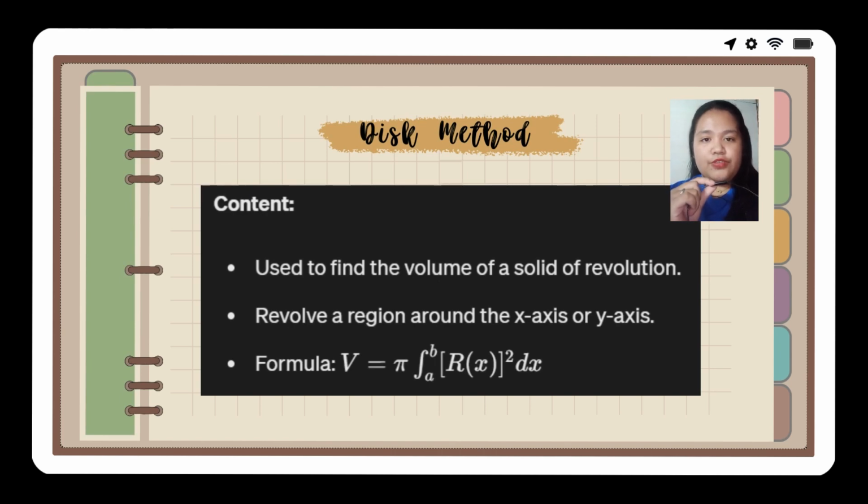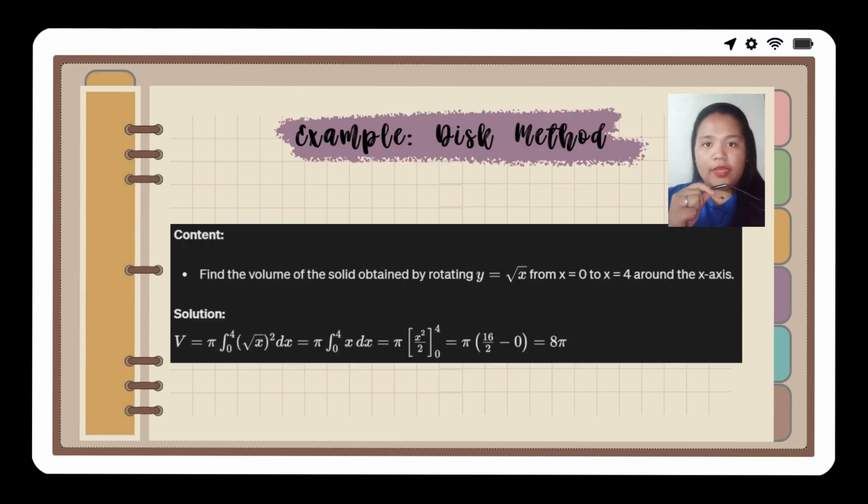First, let's discuss the disk method. This method is used to find the volume of a solid of revolution by revolving a region around the x-axis or y-axis. The volume is given by the formula V equals pi times the integral from a to b of the radius r of x squared dx, where r of x is the radius of the disk at any point.